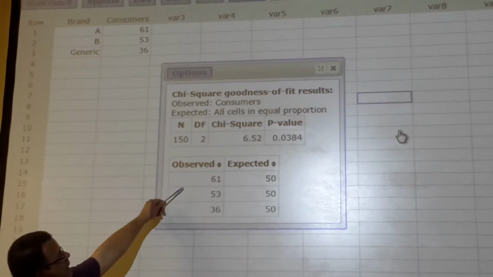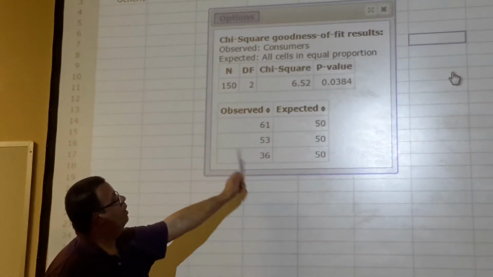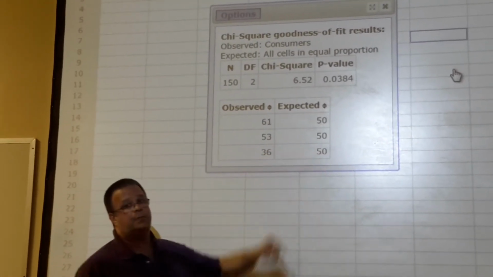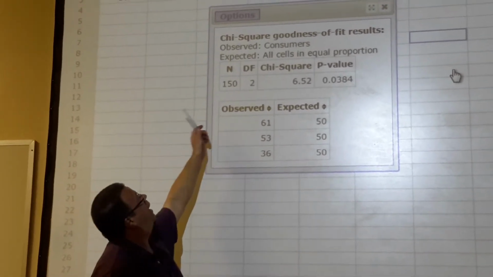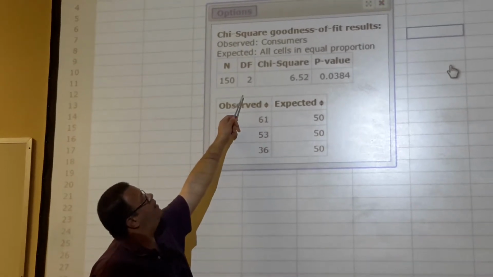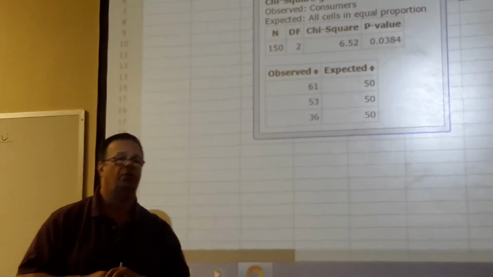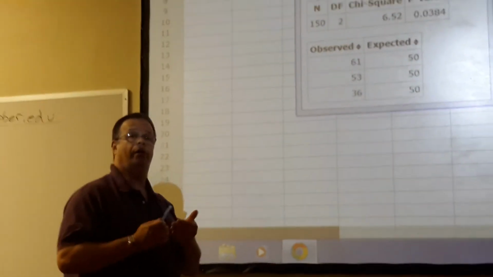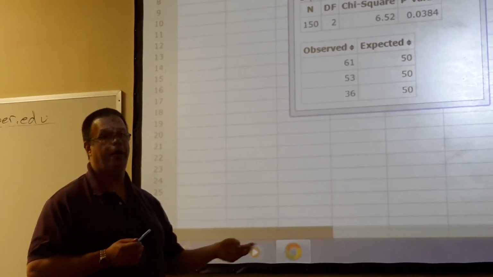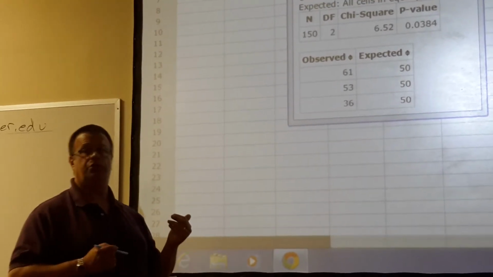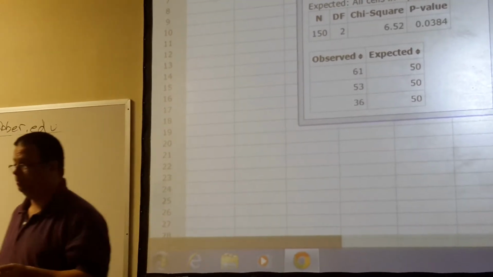And here it actually lays out what the observed results from our sample were compared with what would have been expected if there was no preference. One other thing to mention, the total number here is 150. They also show us our degrees of freedom, or DF, and for a chi-square test, degrees of freedom are the number of different groups, those who prefer brand A, brand B, and generic, minus 1. So that's where the 2 degrees of freedom come from. It's our 3 groups minus 1.